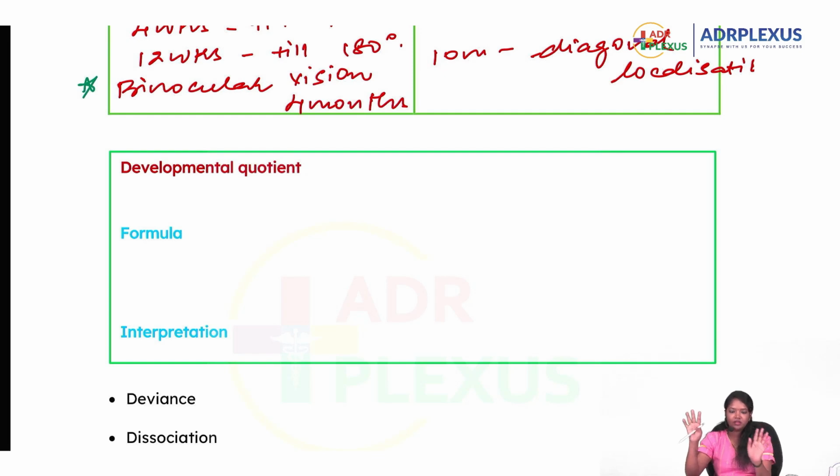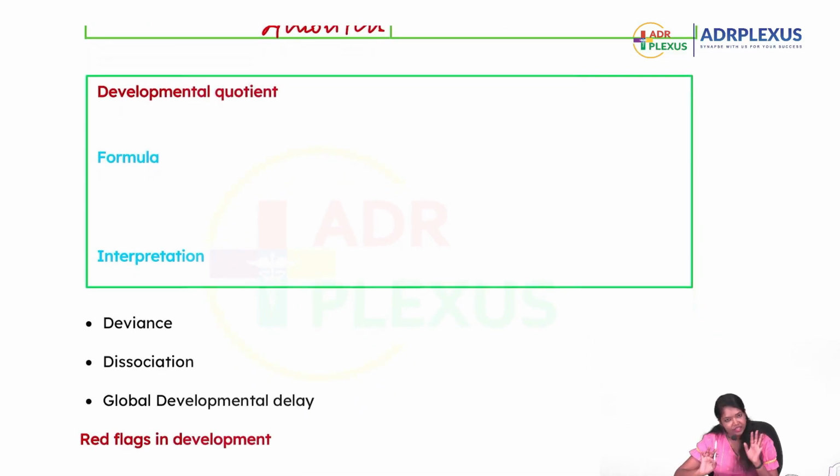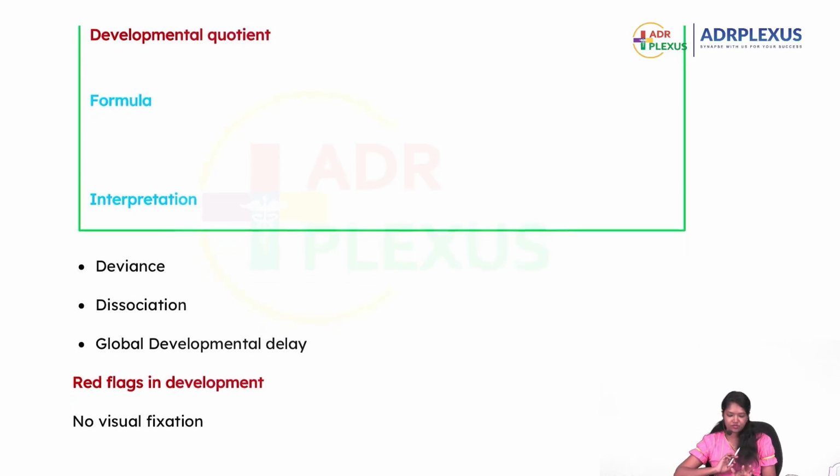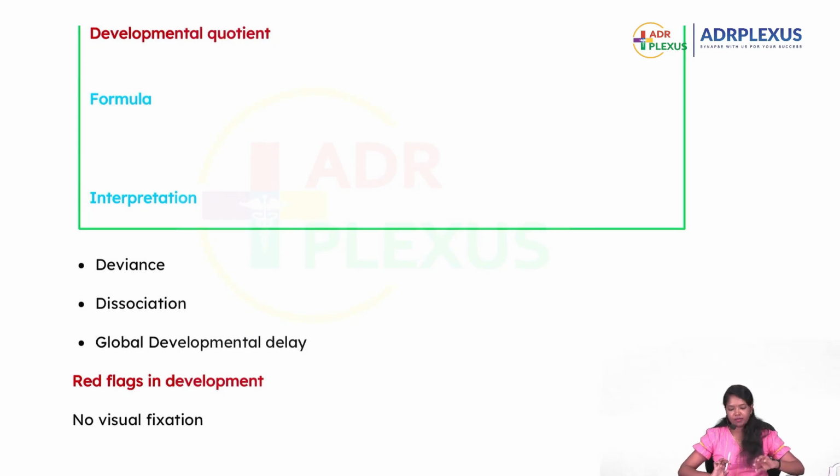Any doubts so far? Okay. Any other doubts you can ask at the end of the session also. Clear? Okay. So this is the development milestones. They can ask you direct milestones and ask what is the age of the child. They can give you match the following and ask which milestone comes at which age. Okay. Clear? Yes.